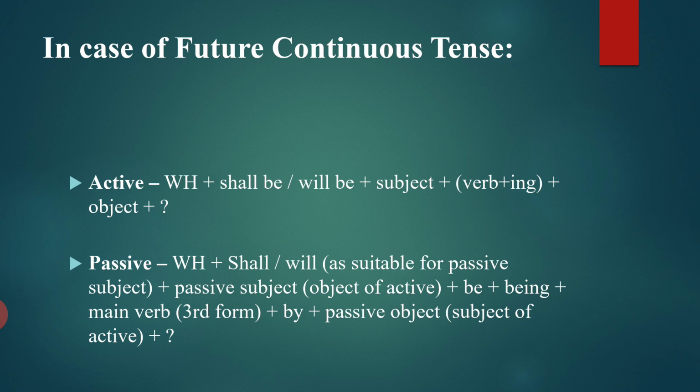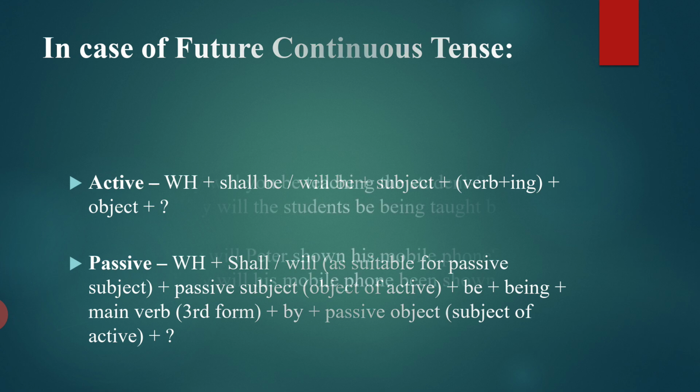And when you are changing into passive: WH, shall, will, as suitable for the passive subject, plus the passive subject, meaning the object of the active, plus be plus being. Shall be, will be is part of the active voice, so you have to keep it as it is. You have to add being, because you are dealing with a continuous tense, plus the main verb, third form of the main verb, plus by, plus the passive object, meaning the subject of the active one, and the interrogative mark.